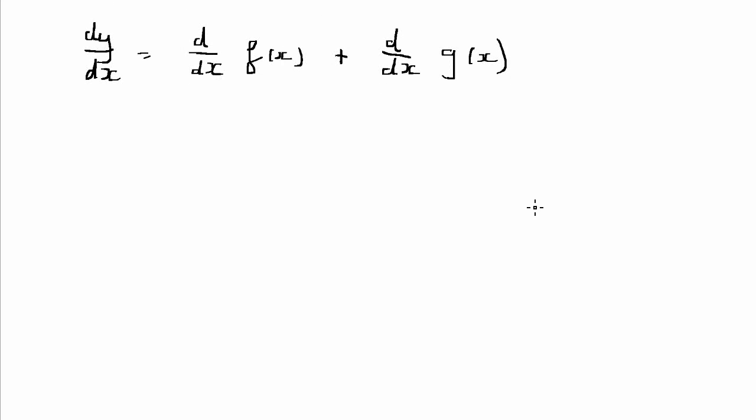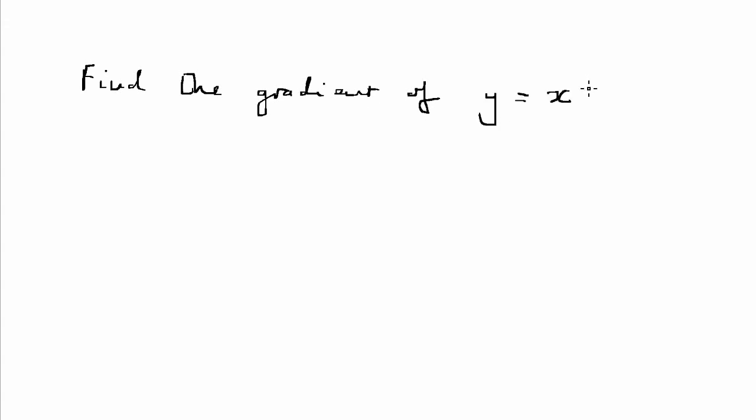Let's just look at a question of the kind that you may be asked. Find the gradient of the function y equals x to the 4 subtract x squared plus 3 at the point where x is 2. Well, what do we mean by the gradient of this function? We mean what is dy dx.